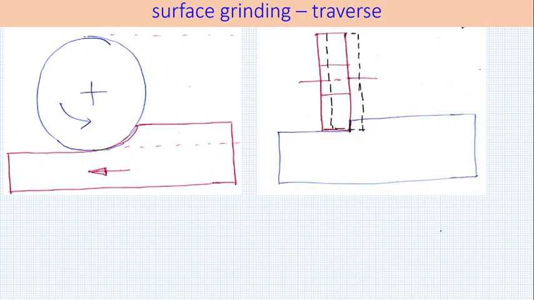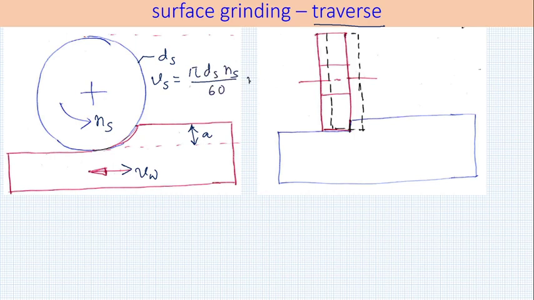Now let us go to the next one that we have already discussed, traverse grinding. We showed a video, but we did not do the nomenclature to that extent. So this is Vw. This one is A, the downfeed. This is Ds. Just to remind you once again, pi Ds into Ns divided by 60 will give you the grinding speed in meters per second, provided this is in meters. If it is in millimeters, it would be divided by 60,000. So this is the story. Now this is very similar to plunge surface grinding, but what is happening here?